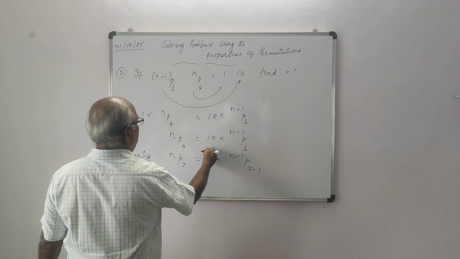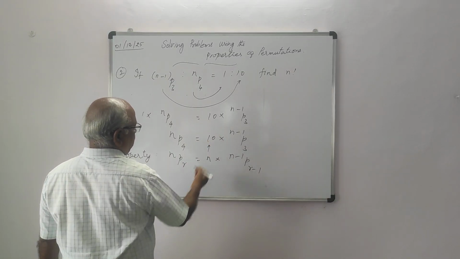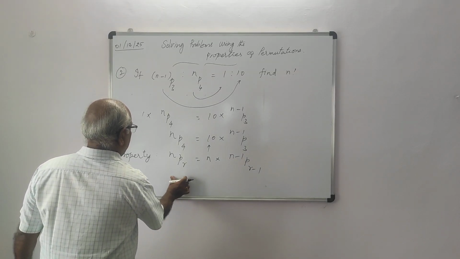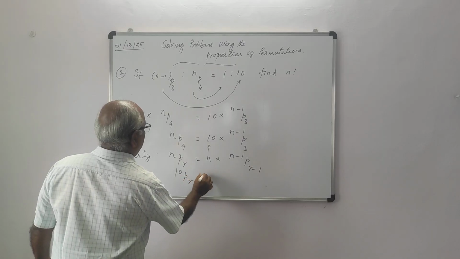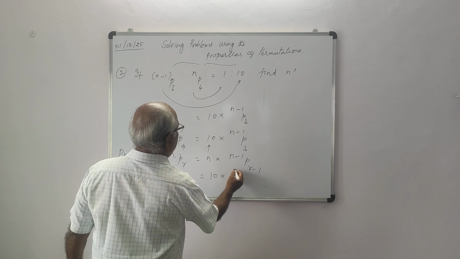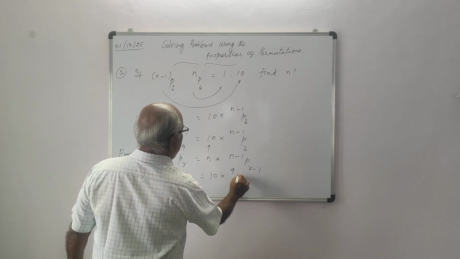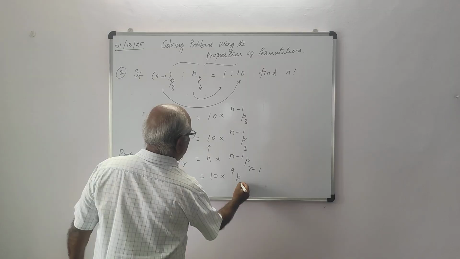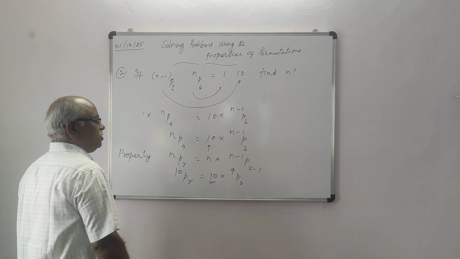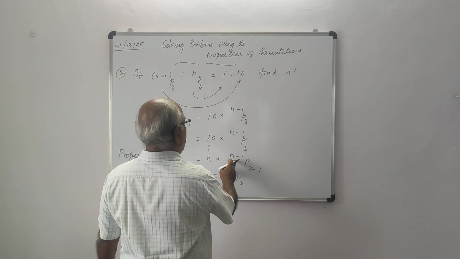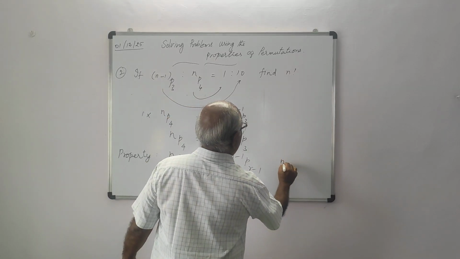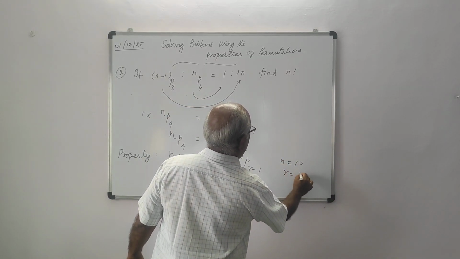Here, in the place of n, you have 10. That's all. n equal to 10. See, by formula, 10Pr equal to 10 into (10 minus 1) is 9, P(r minus 1), 4 minus 1 is 3. So n equal to 10. By using this property, we can straight away write n equal to 10. n minus 1 is 9, r minus 1 is 3, therefore r is 4. So by the problem n equal to 10, r equal to 4.